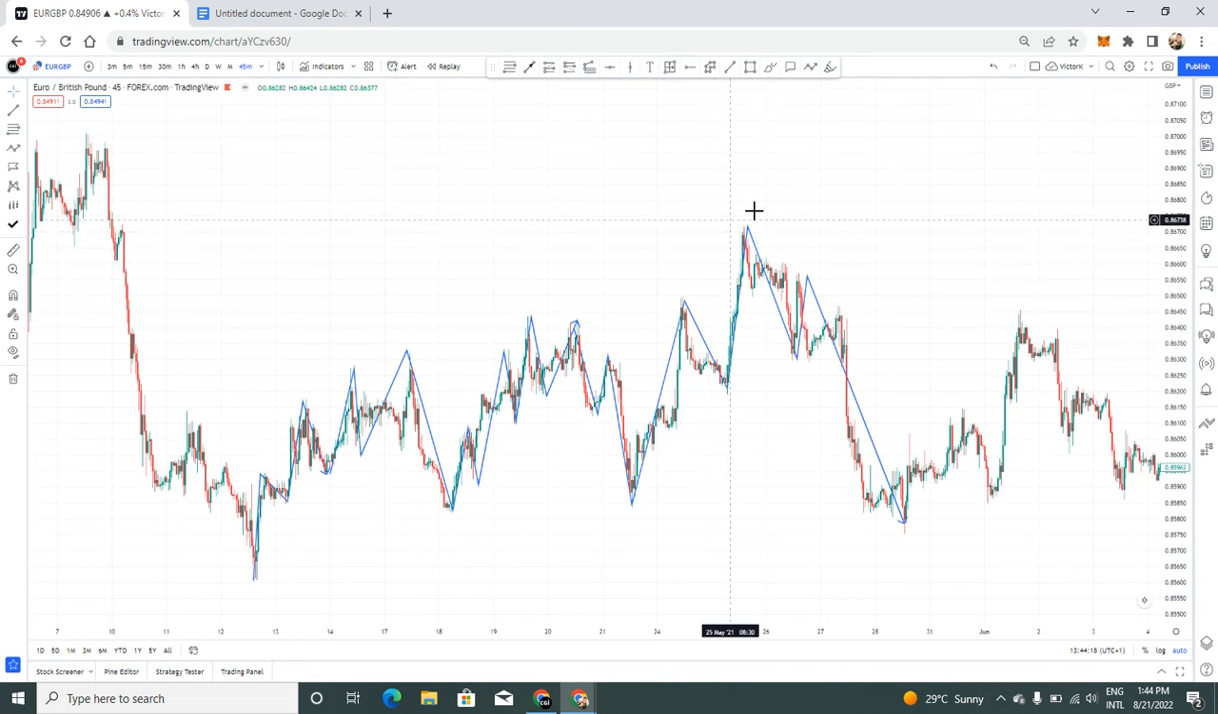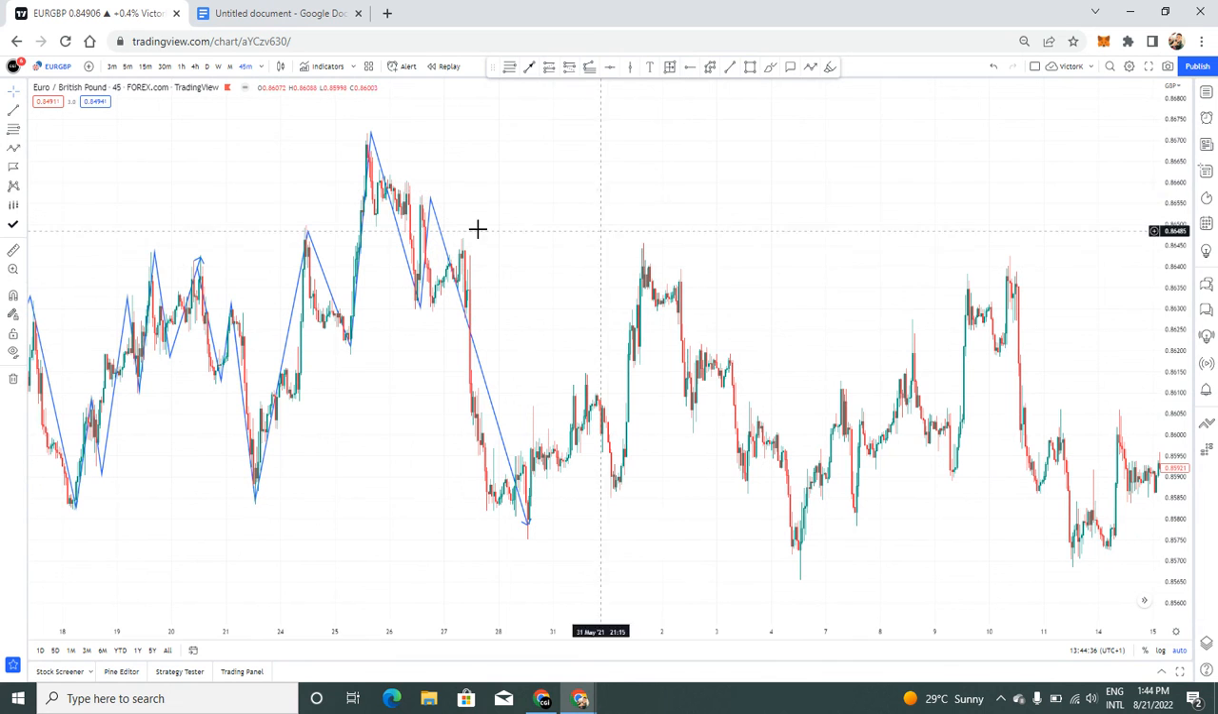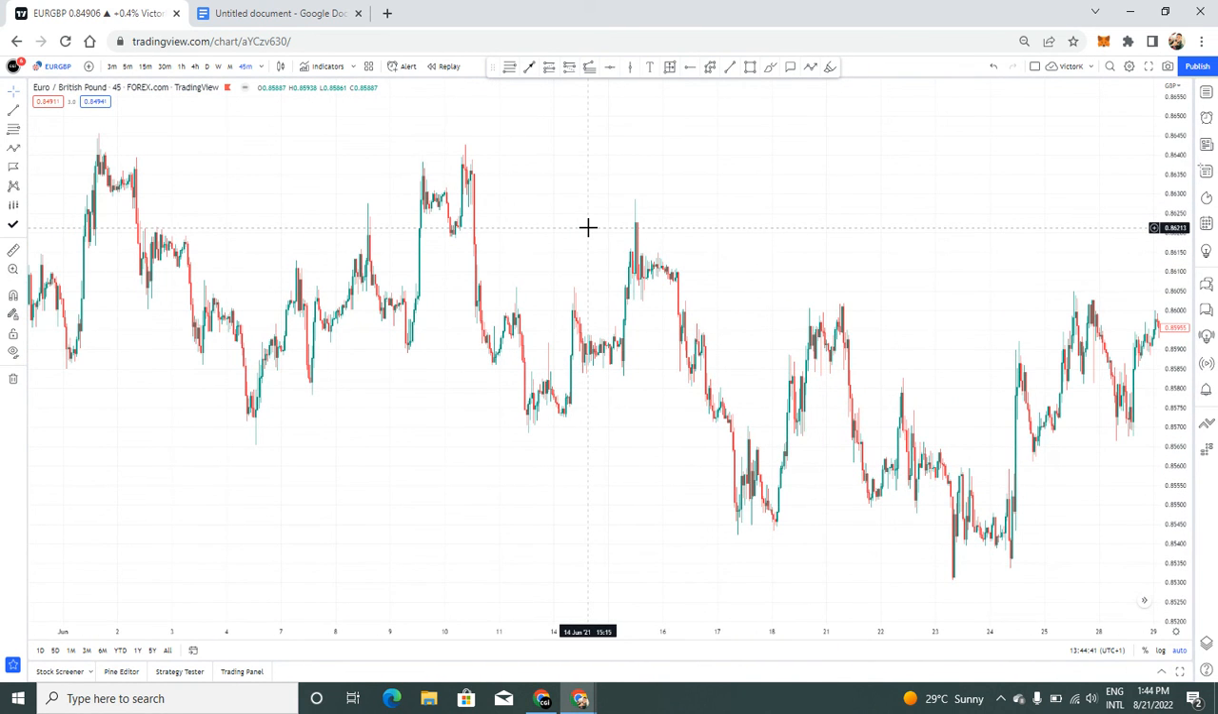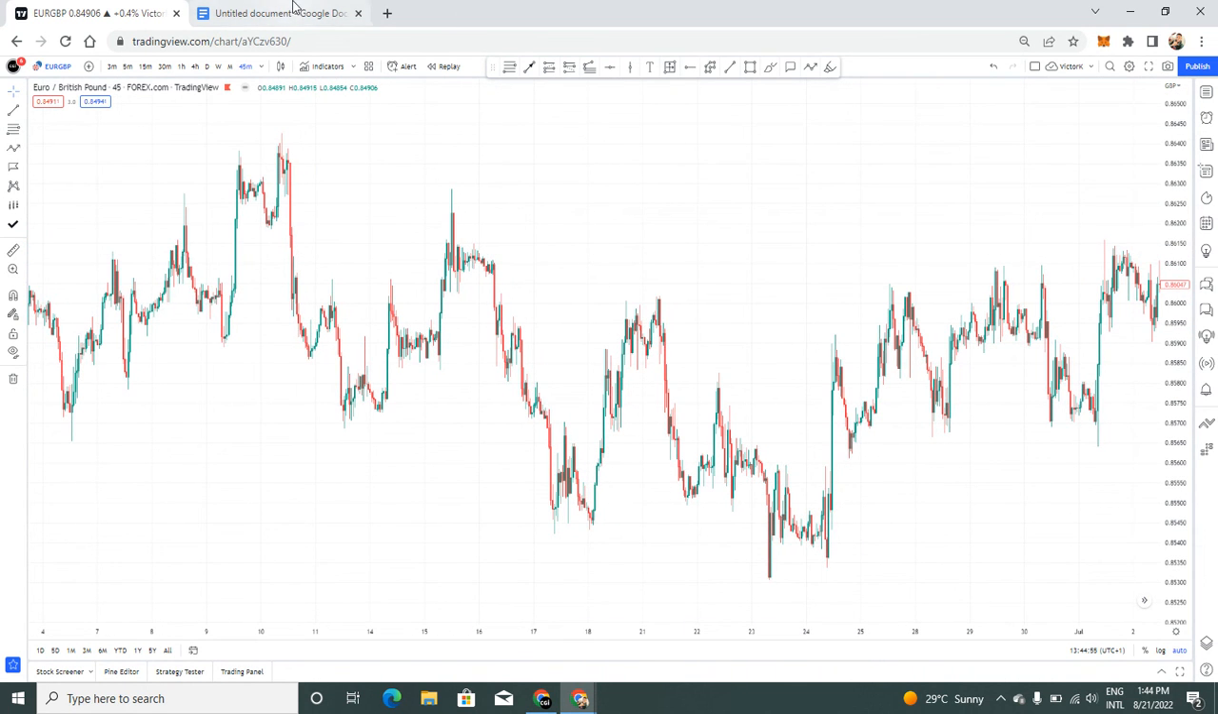From down here to up here is still just one wave on a higher time frame. So this move comes as a retracement of this entire area. That's simply what a retracement is. That is a retracement. So yeah, I'll end this one here.